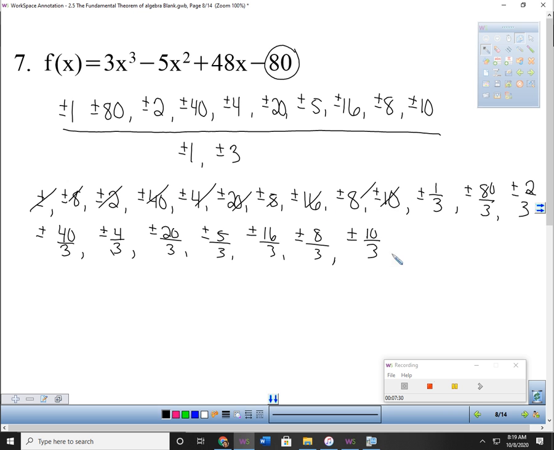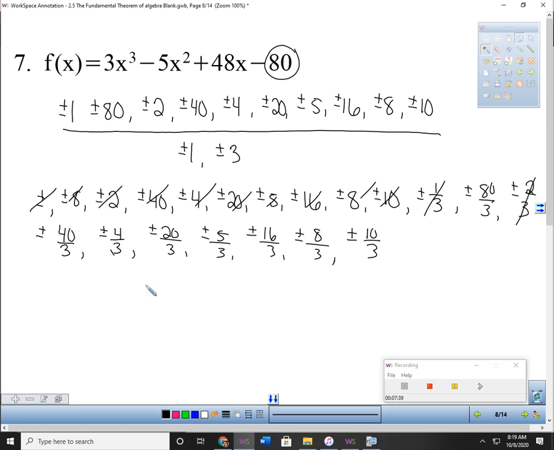All these integers. This one's out because it's not top-heavy. It has to be over 1, right? 3 can't go into 1 whole time. 3 can't go into 2. Okay? So these are pretty much our options, right?